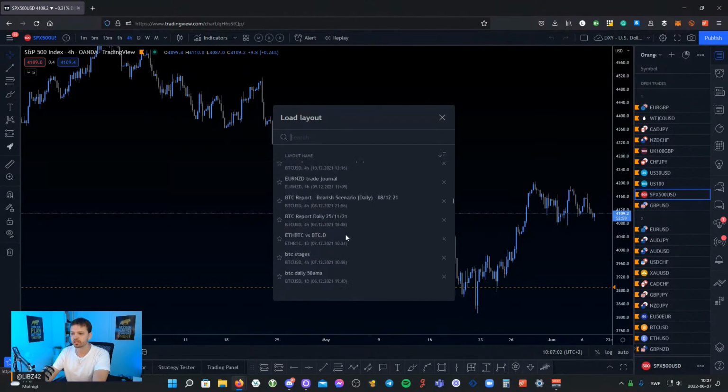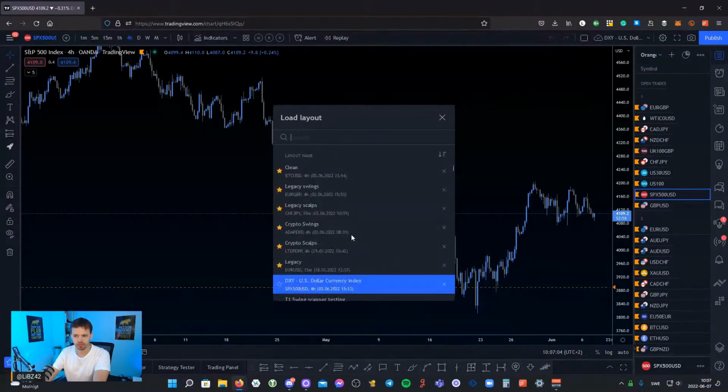set up. So you can see here I have TradingView Premium, which lets me have, I think, an unlimited amount of chart layouts. The way I have structured this is I have one layout which I call the clean one, which is usually just a chart with price action, no drawings. And I have two sets for the legacy markets, which is basically forex, indices, commodities, that kind of stuff. I have legacy swings and legacy scalps, right?